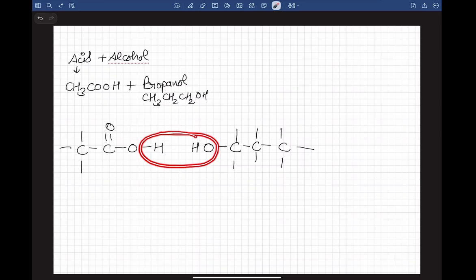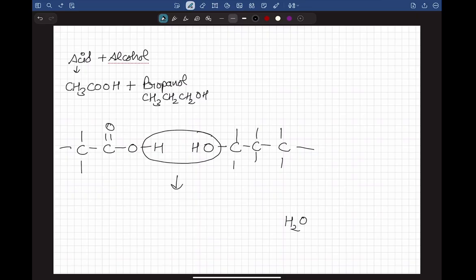And if you're thinking, do I always have to pick the H from the acid and OH from here? No, it doesn't matter. You can also pick the OH from the acid and H from here. But generally it's said that acids release H plus ions, so you should do it this way. You should cut out this section. Now, we will cut out this section and in the products, one molecule of H2O will be formed, right?